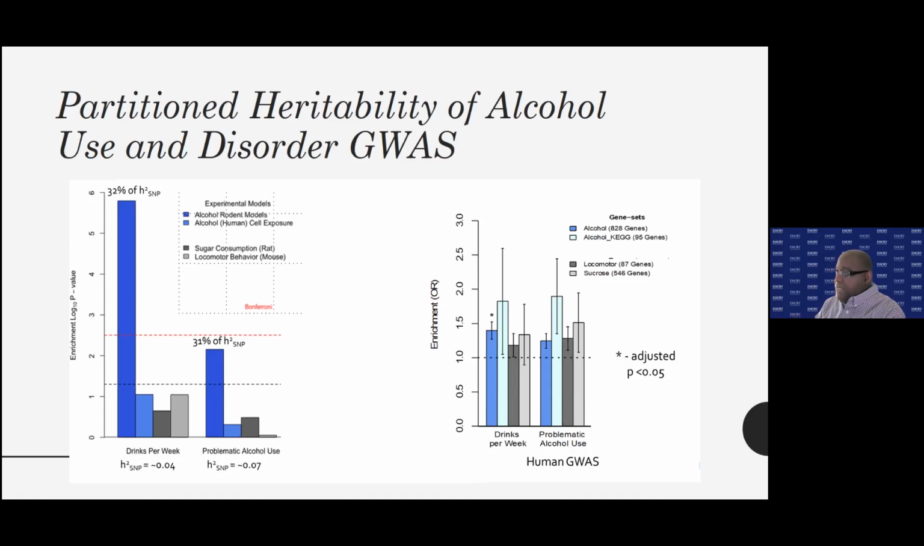We also see on the right that the effect sizes indicate the rodent alcohol gene set was significantly enriched for heritability for the human GWAS of drinks per week, with an odds ratio of roughly 1.4. And the other gene sets that we used as controls are also relevant. Things like the KEGG addiction pathway genes, as well as non-substance use gene sets, so locomotor and sucrose gene sets, did not show any significant enrichment. So here we're seeing some evidence for these rodent model genes being relevant.